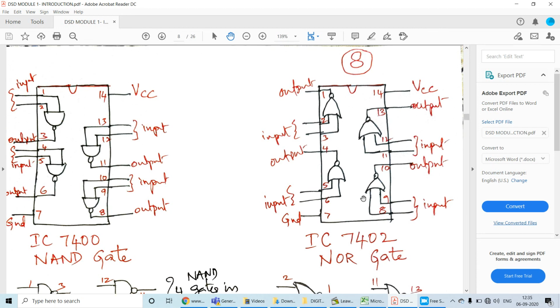7402 is the IC which is used for the NOR gate, where 1 is the output, whereas 2, 3 are the inputs. Whereas for all other gates, you see 1, 2 are the inputs, whereas 3 is the output. Similarly, on this side 13, 12 are inputs and 11 is output, but here 13 is the output whereas 12 and 11 are the inputs. So the NOR gate is quite different compared to any other ICs.